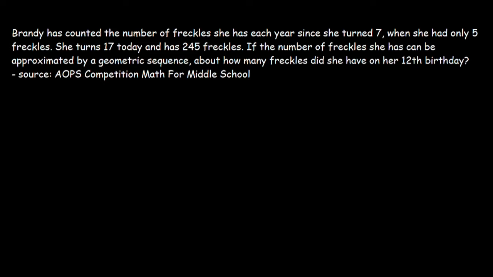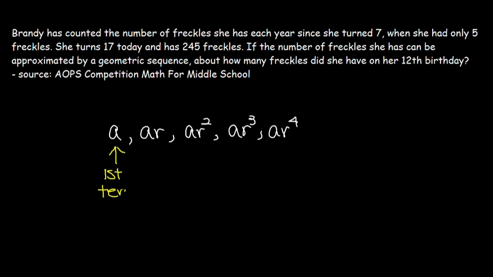So for example, if we have a specific sequence such as A, AR, AR squared, AR cubed, and AR to the fourth power. And always remember that this A here is representing the first term of the sequence, and this R is simply the ratio. So how are we supposed to find the geometric mean of this specific geometric sequence?